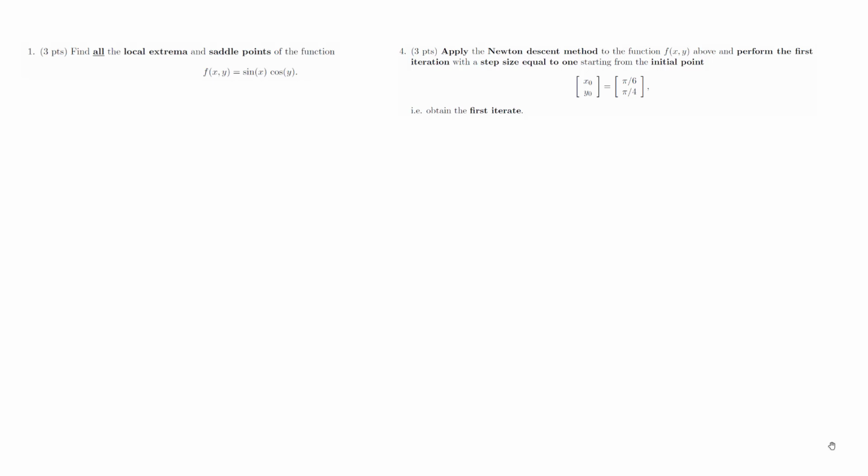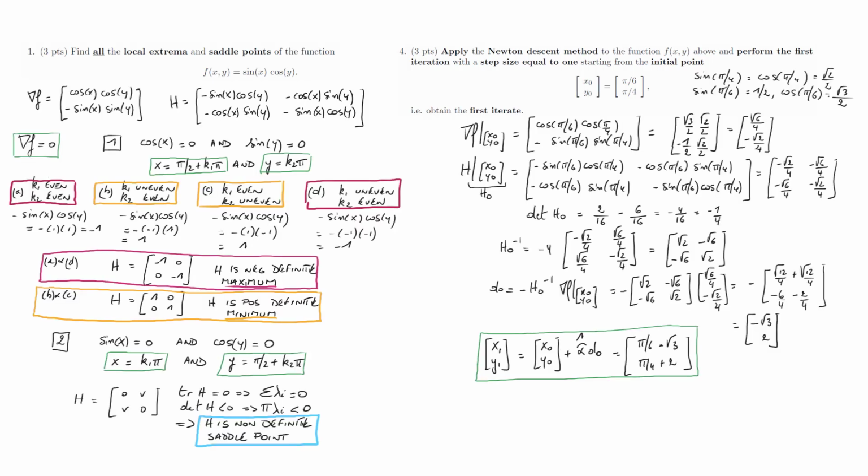I suggest that you try to do this by yourself if you're preparing your exam. Well, let us now have a look at the solution. For question 1, the idea is of course to first compute the gradient, and then to compute the Hessian. The solutions are given over here.